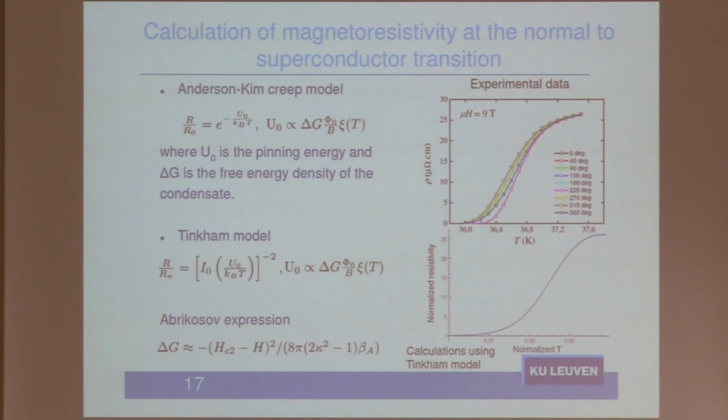resistance. And the basic theory is the Anderson-Kim activation creep model, which was proposed a long time ago by Anderson. It describes the resistance due to the vortex motion via some activation mechanism. It is of this type, and the activation energy is this. Delta G is some internal energy of the condensate occupied by this vortex bundle. So there are bundles of vortices which jump. This is the model. R0 is the normal resistivity at the temperature of transition.